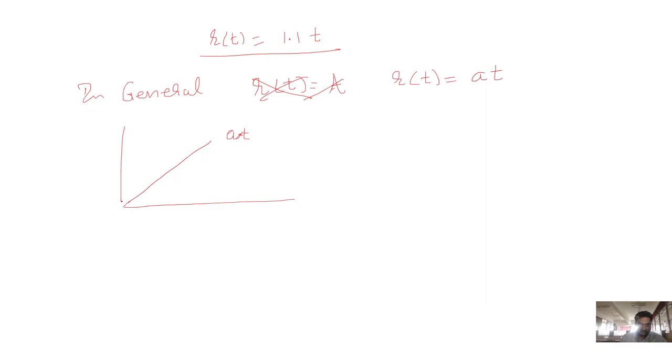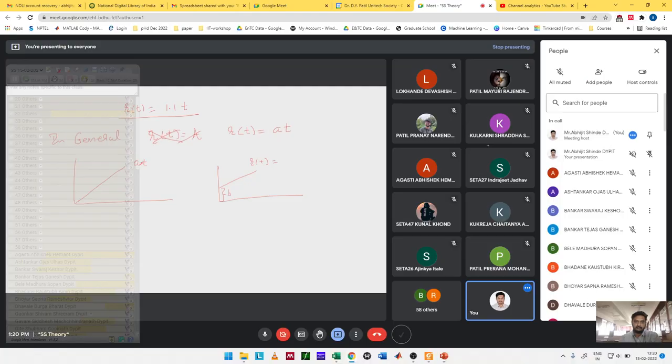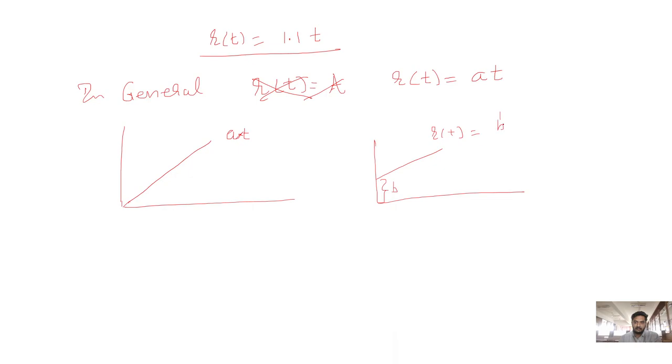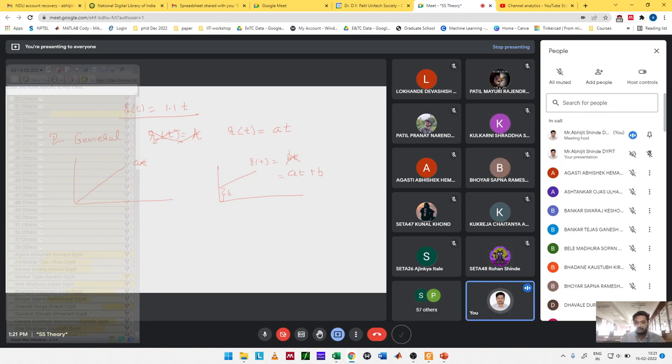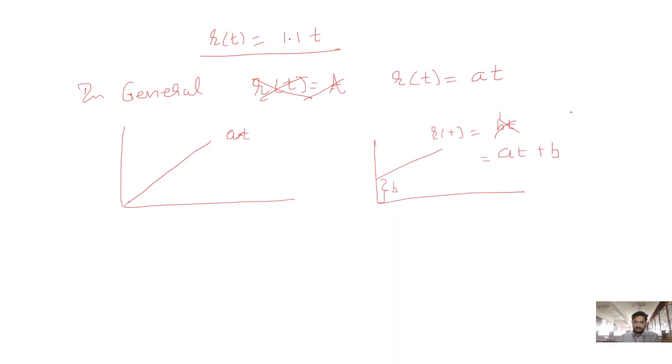Okay, so instead of starting with the zero, if I start like this, then what will be the equation? Can anyone tell me? And its value is b, suppose. Can anyone tell me what will be the value of r of t in this case? Bt? No. Is it going to be equal to at plus b? Yes, sir. Right, and this we have seen in mathematics. It is a linear equation, right? So the special case of this is that when b is equal to 0, in this case we are going to get this equation, am I right?